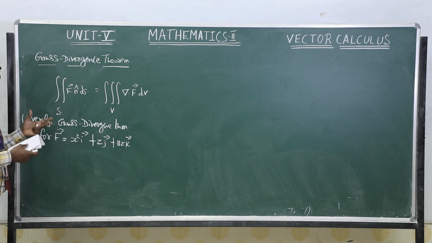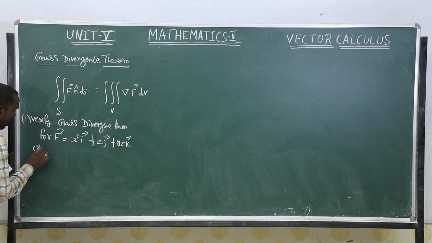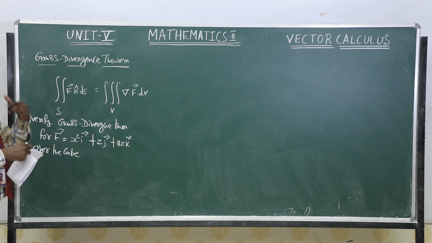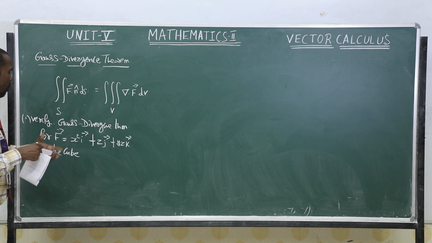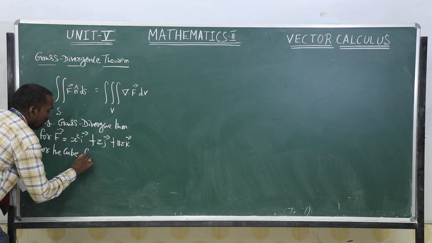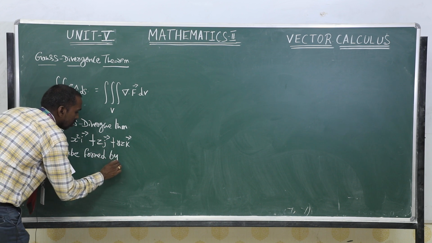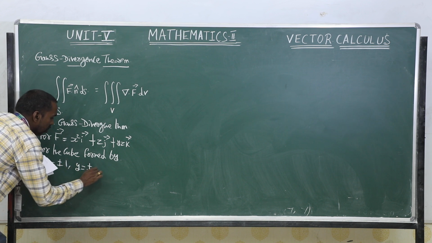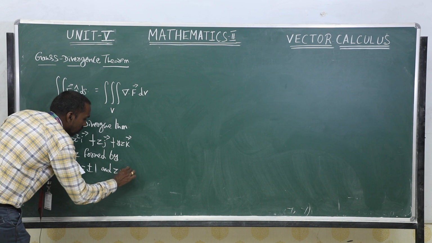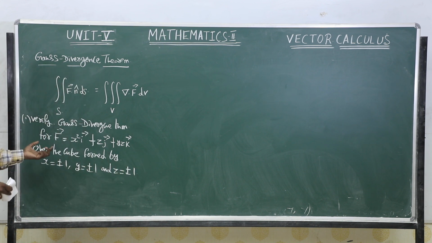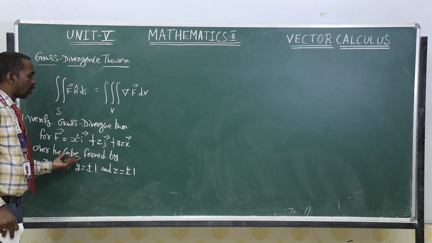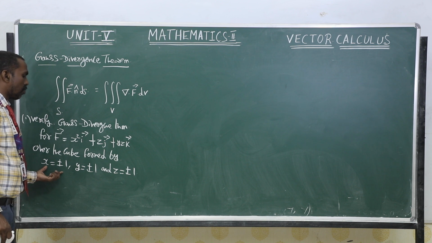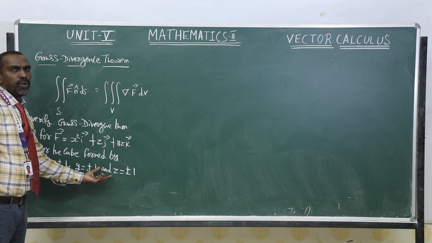So this is the given function. It lies over the cube. What is the meaning of cube? The 6 sides. You know the cubic size. The cube is formed by x equal to plus or minus 1, y equal to plus or minus 1, and z equal to plus or minus 1. So we have to find out the surface area over the cube. We have to verify the Gauss divergence theorem over a cube formed by the planes x equal to plus or minus 1, y equal to plus or minus 1, z equal to plus or minus 1.